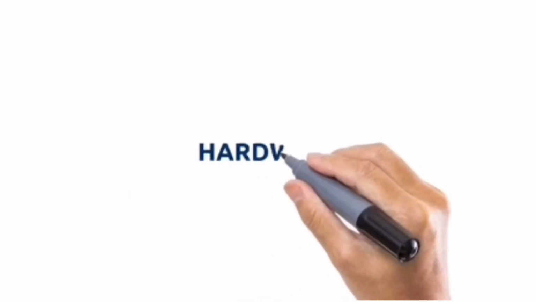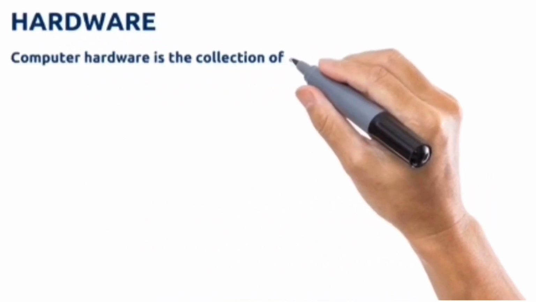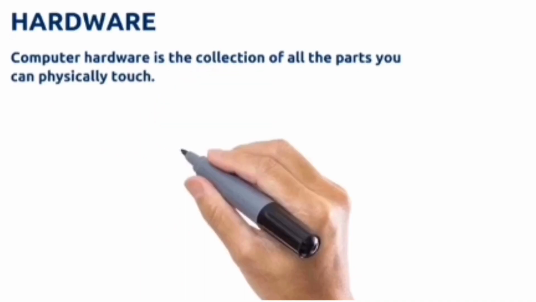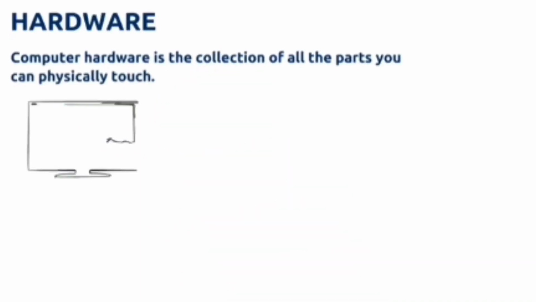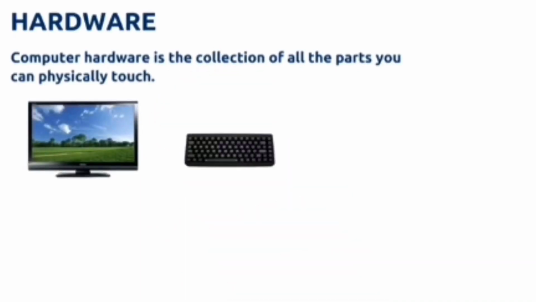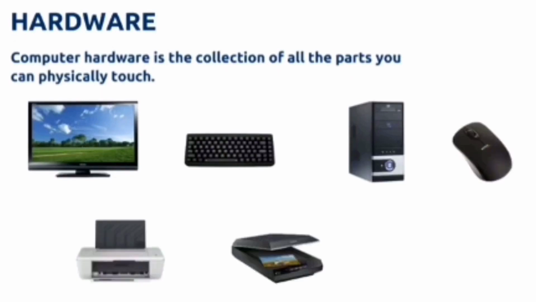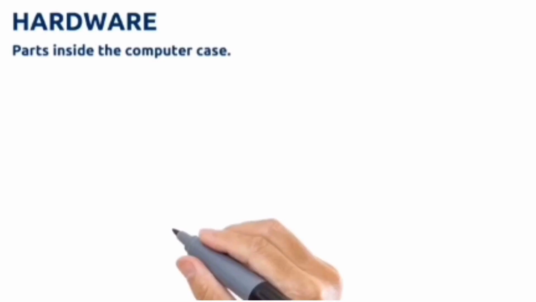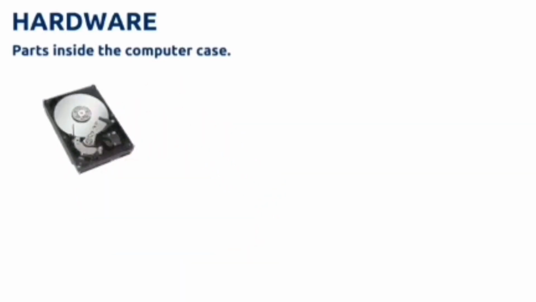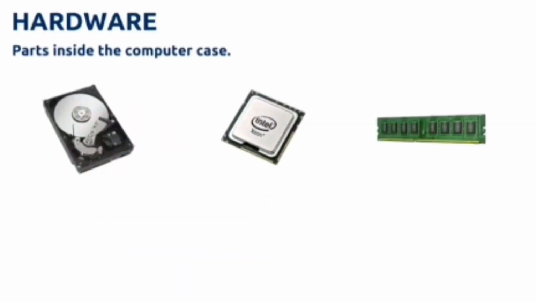What is hardware? Computer hardware is the collection of all the parts you can physically touch and feel. Different types of hardware are input device, output device, processing device. You can see the example here. Other facts about hardware: parts inside the computer case like motherboard, hard disk, SMPS, etc.